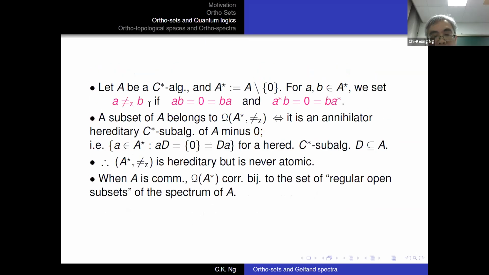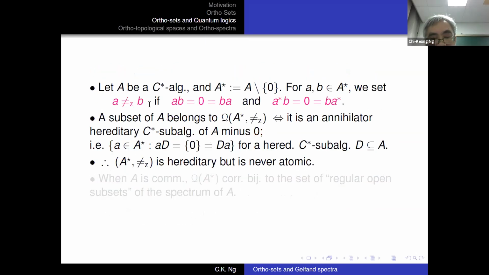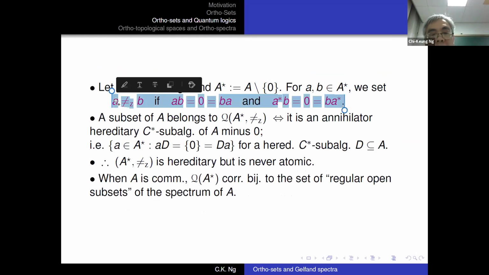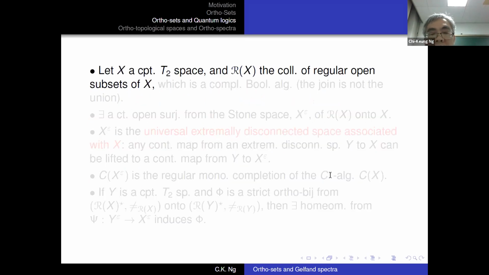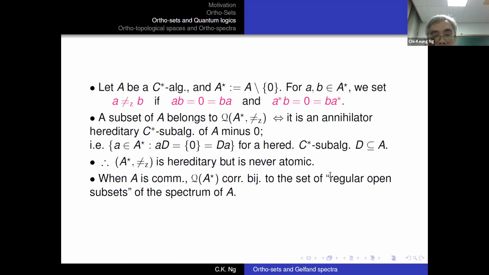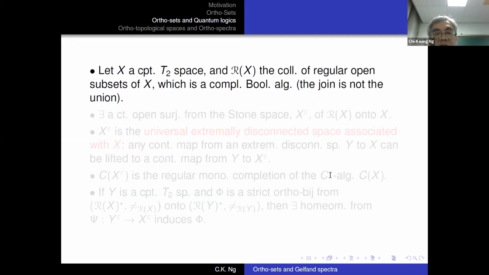It just happened that this construction is the same as what we have here. We start with a C*-algebra and we consider a distinct relation like this, and then we will get an ortho lattice, and this ortho lattice in the commutative case is exactly the same as the Boolean algebra RX of all regular open subsets. You can see that it's such a very simple thing. You can get something interesting actually.